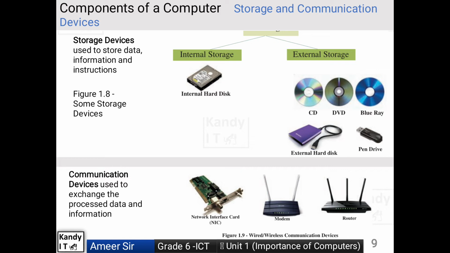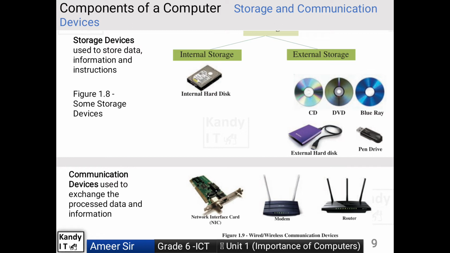Storage devices are internal storage and external storage. Internal storage is usually only the internal hard disk, whereas external storage you have CD, DVD, Blu-ray disc, which are optical devices, optical drives, or external hard drive, which is a magnetic device, and the pin drives or memory chip called SD card, which are solid state storage. That means they don't have any moving parts.